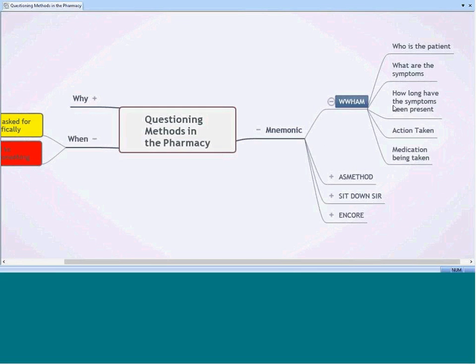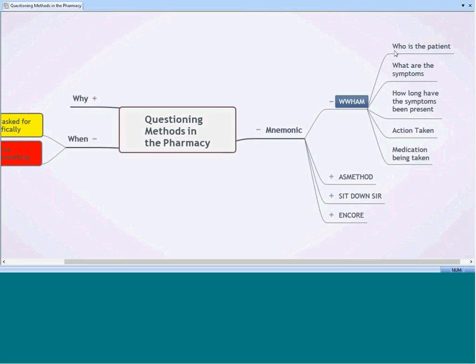So let's look at the most important one, and the one which you're likely to use most often, which is the WHAMM technique. You've probably heard of this, but it doesn't hurt to go over it again. The WHAMM technique employs 5 different types of questions. That's the reason why there are 5 different letters in here. I'm not teaching you to suck eggs, but that's the reason why.